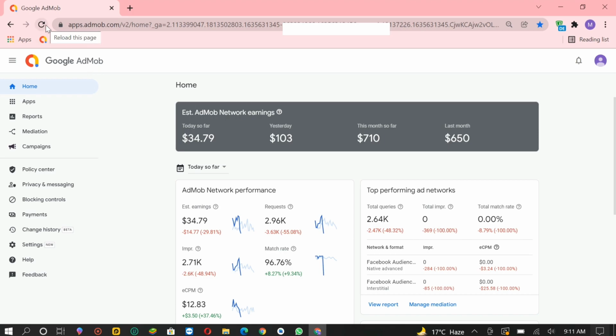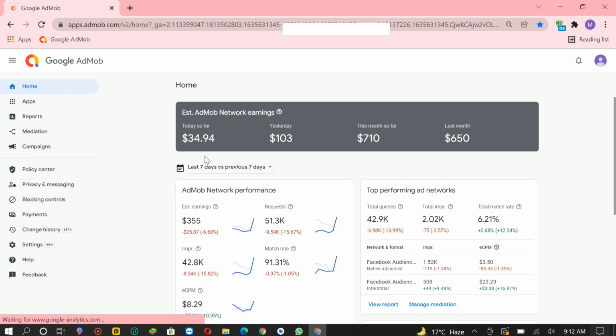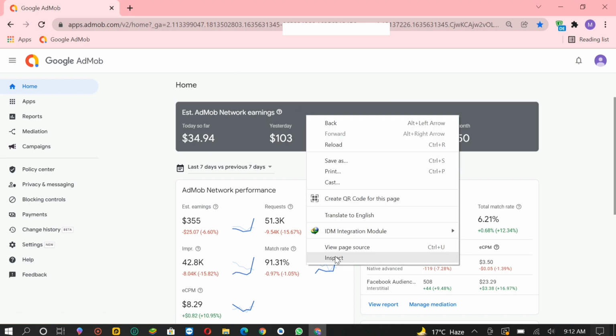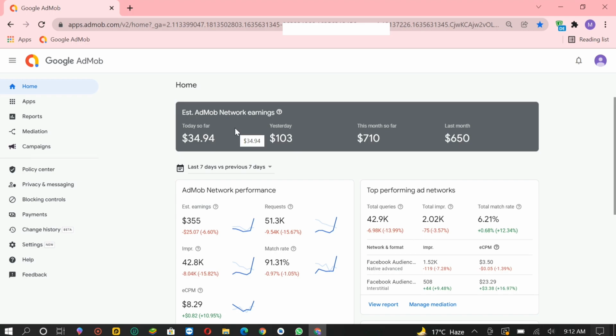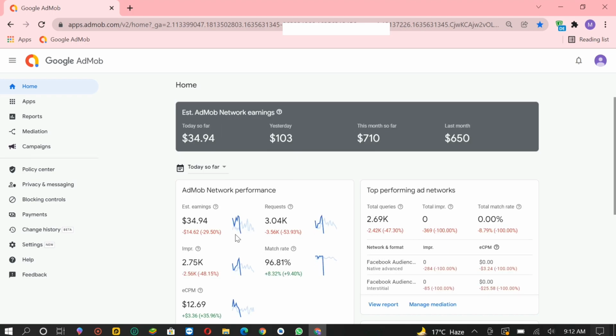So what is invalid traffic? Try to understand. If you are making an application, you put ads in all of your activities: the splash activity, the main activity, and some other detail activities. That is the main mistake that you people make.